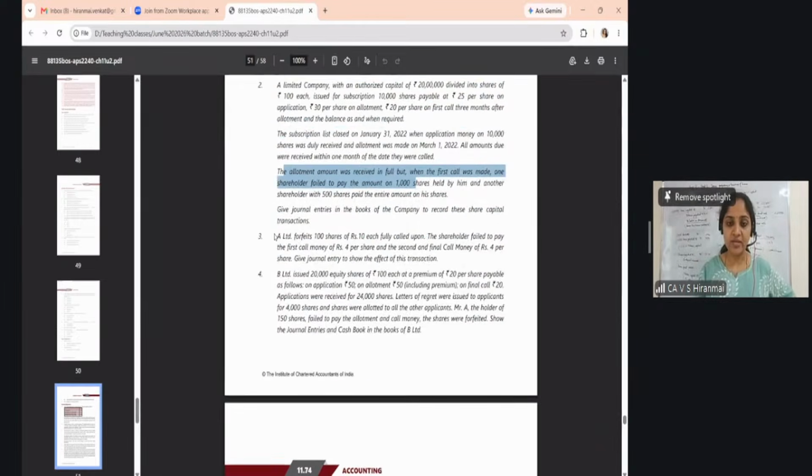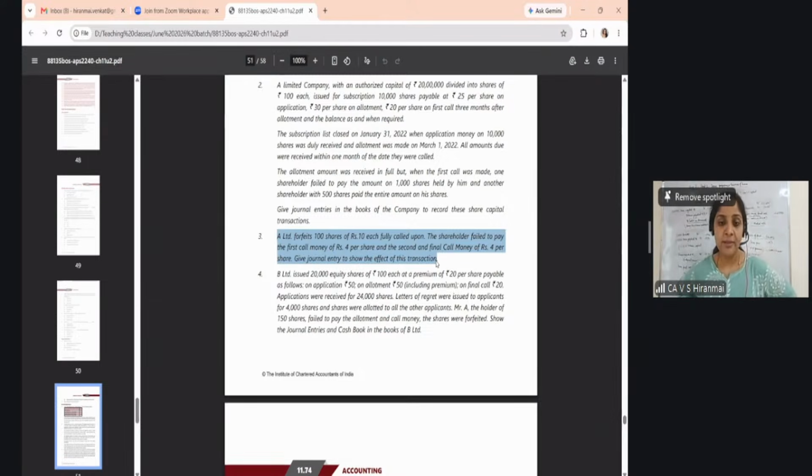Now, A Limited forfeits 100 shares of rupees 10 each fully paid up. The shareholder failed to pay the first call money of 4 rupees and second call money of 4 rupees. Give the journal entry. So here 8 rupees is not paid, 2 rupees is paid. It is a forfeiture entry, very, very easy. Please do it.